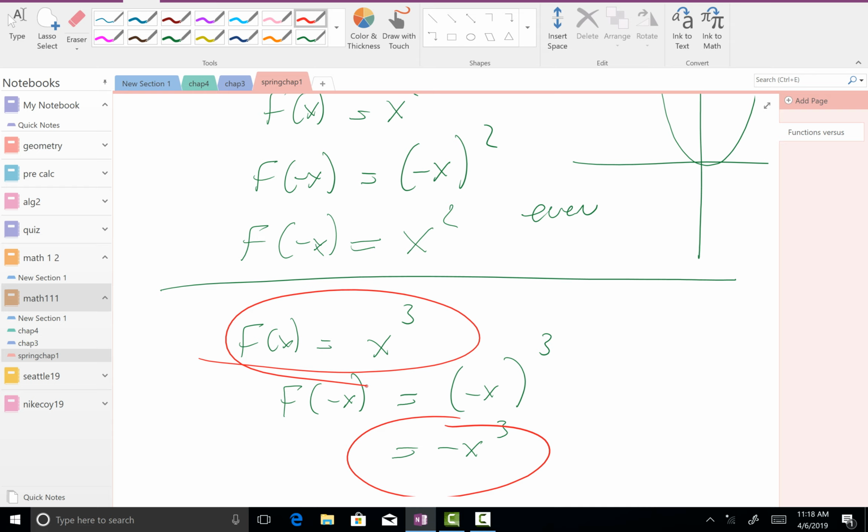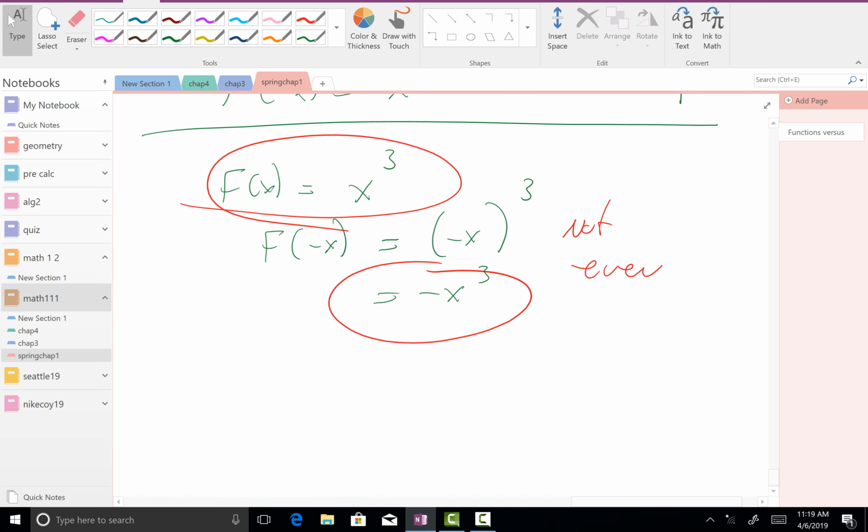Thanks. No. Because this is a negative and that's a positive, so no. They're not the same. All right? So that's not even. They got to be the same. So when you put this negative in here, you should get the same thing you started with. And this is not. So this one's not even. Should have been a resounding nope. Not even. Okay, so for odd, here's what it says to do.